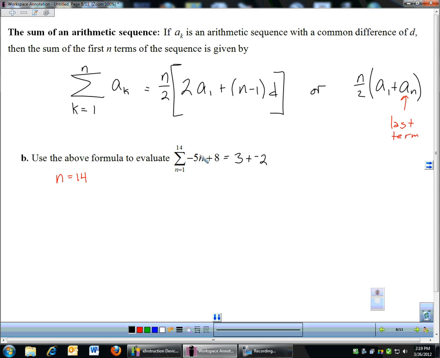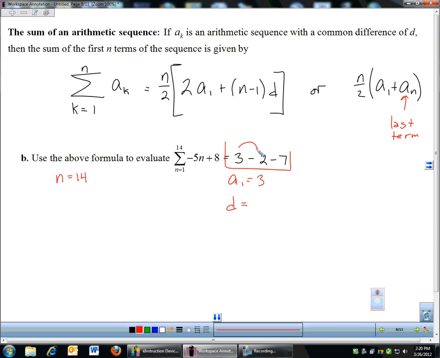If I plugged in 3, negative 15 plus 8 is negative 7. That's 3, negative 2, negative 7. So those are the first few terms of my sequence. I like to look at this because I can see my first term is 3, and my common difference, you can find two different ways.